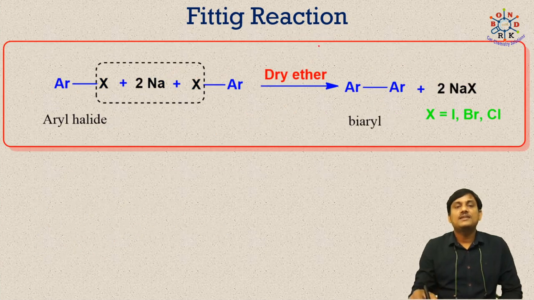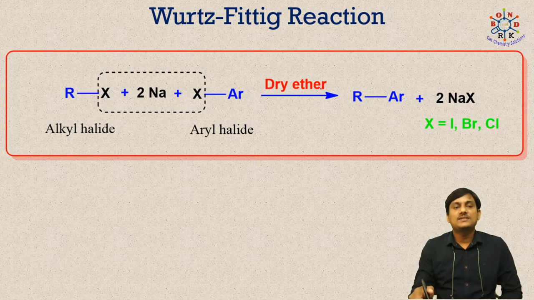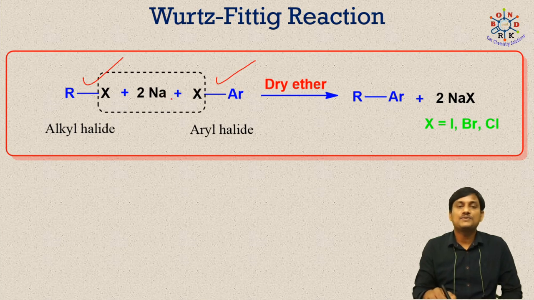Fittig reaction, it is also a coupling reaction between two aryl halides. The metal is sodium in dry ether. Here there is a formation of biaryl compounds. Wurtz-Fittig reaction, it's a cross coupling between alkyl halide and aryl halide in presence of sodium in dry ether. Here there is a formation of alkyl substituted arenes.